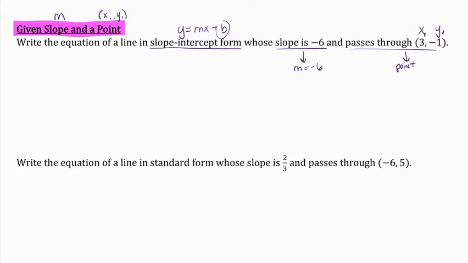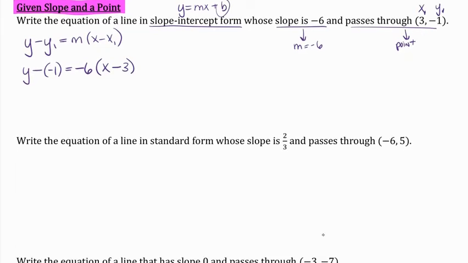So I can't start in slope intercept form, but I can start with point slope form, which remember it looks like y minus y1 equals m times x minus x1. All right, so then we're going to plug in our information here. I'm going to do y minus my y1 over here for my point is negative 1. So y minus negative 1 equals my slope is negative 6 times x, leave that one as x, minus my x1 from my point is 3.